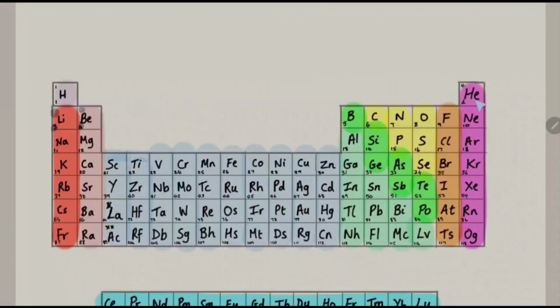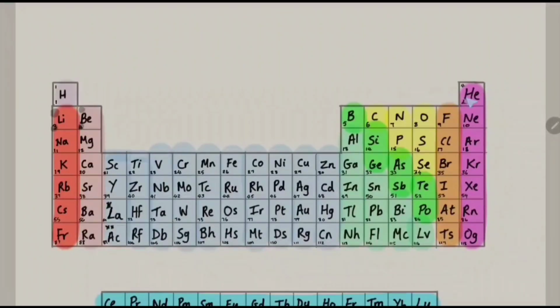Now, elements are arranged in the periodic table in increasing atomic number. And the atomic number tells us the number of protons in the nucleus, but it also tells us the number of electrons. So for example, oxygen here, which has symbol O, has atomic number 8, and that means it's got 8 electrons. Another way the periodic table is arranged is that it's arranged vertically into groups and horizontally into periods.